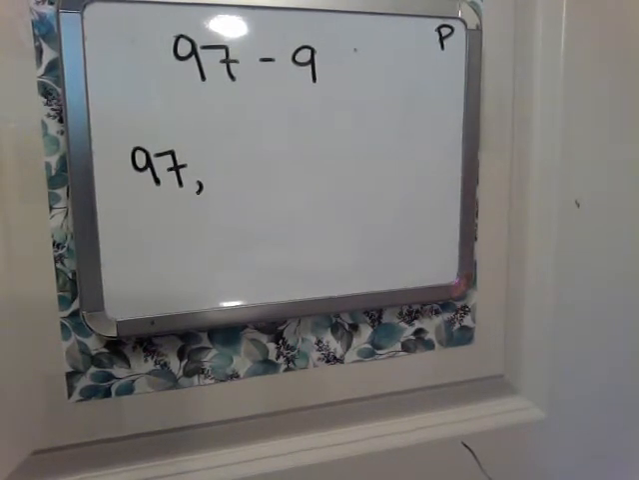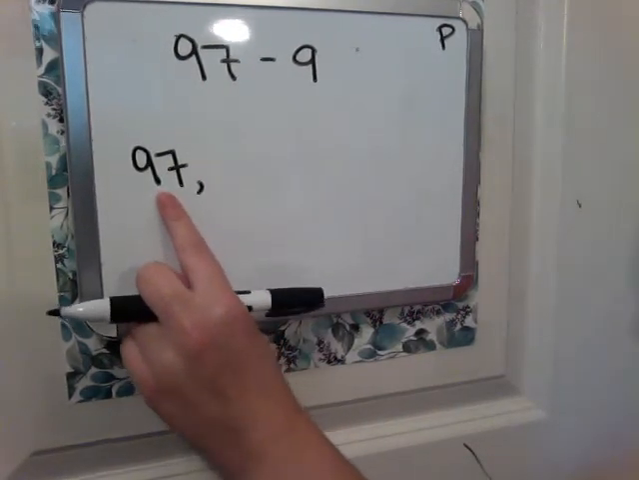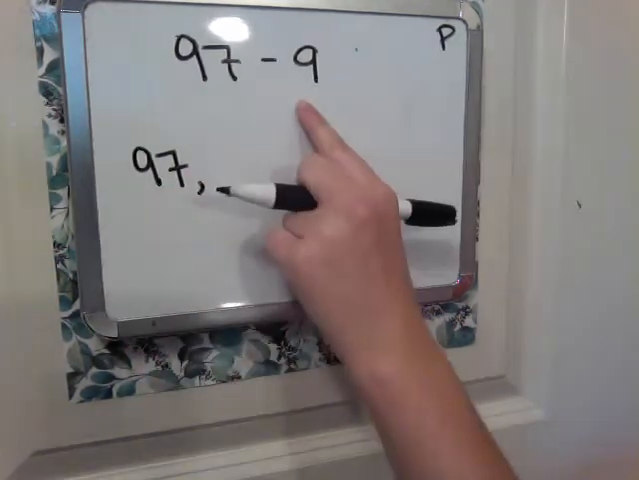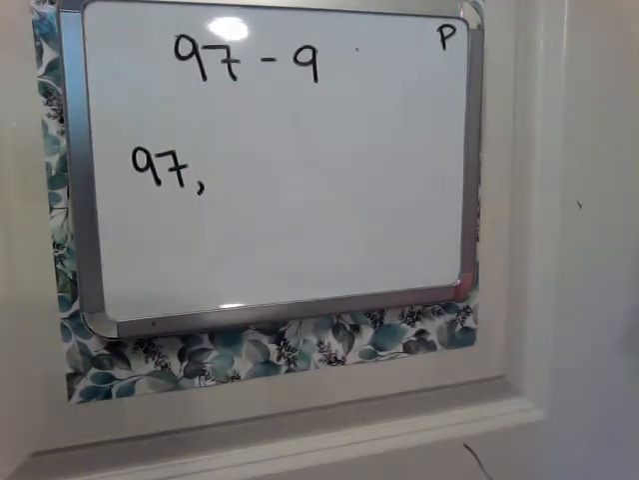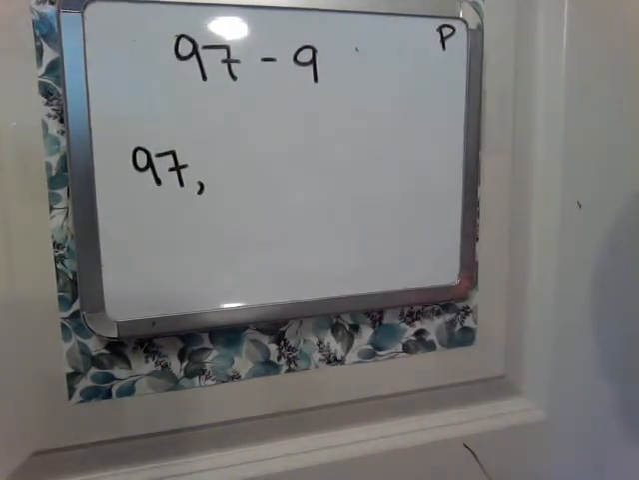We have patterns to start with. It says start with the number 97 and subtract 9 for each term. So I have 97 as the first term. I'm going to use the same strategy I used yesterday, which is subtract 10, because that's easy to do in my head, and then just add one more to make it 9 instead of 10.